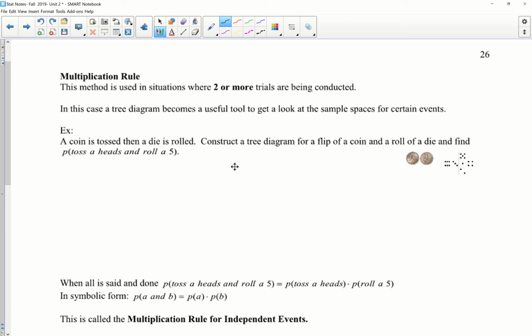It's always a graph, so we're going to do that. But it's going to be a graph by hand rather than on a calculator. So the multiplication rule is talking about the situations in which you have more than one trial. So instead of just taking one card out of a deck, you might be taking 2, 3, 10, 100 cards out of a deck. So in this case, 2 or more trials are being conducted. So multiplication rule, multiple events.